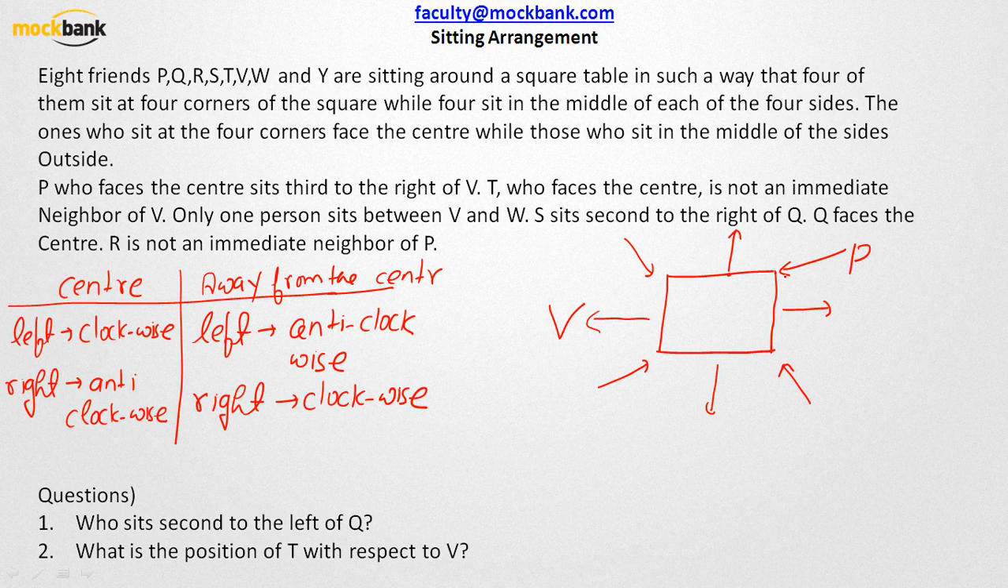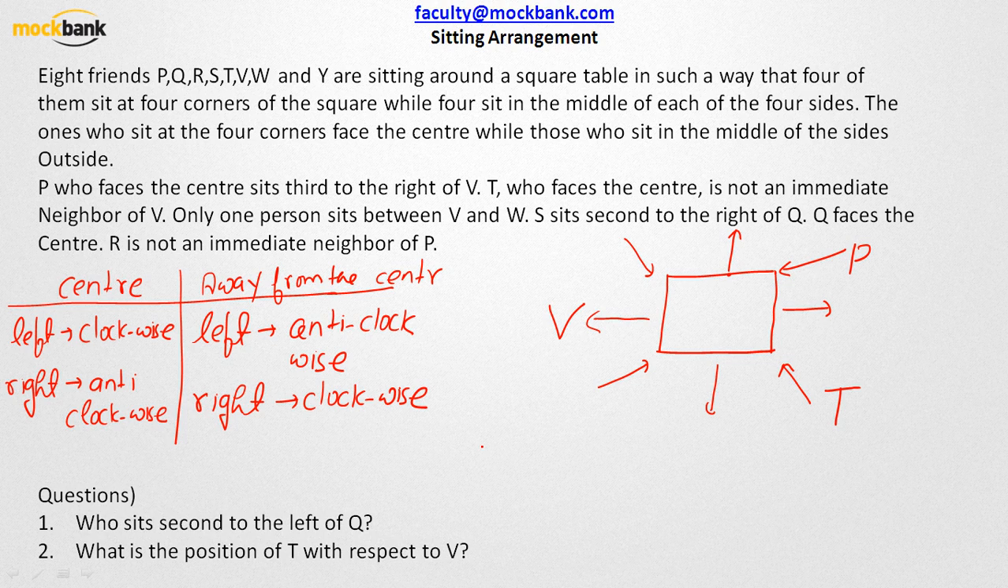Only one person sits between V and W, and it also says that T, who faces the center, is not an immediate neighbor of V. So T for sure is not an immediate neighbor of V, and now this T is facing the center. There are only 4 persons. If T cannot come over here at these 2 positions, T for sure will be coming over here, right?